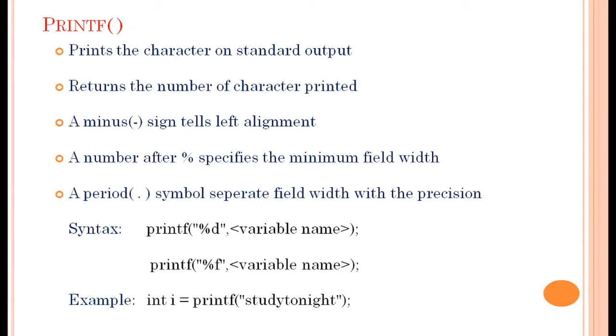Similarly, the %f format specifier is implemented for representing fractional values. See the second line of the syntax where I have written printf %f followed by a variable name. This is used within the printf function for printing the fractional or floating value stored in the variable. Whenever you need to print any fractional or floating data, you have to use the %f format specifier. Similarly, you can use the %c and %s format specifiers for representing characters and strings respectively.